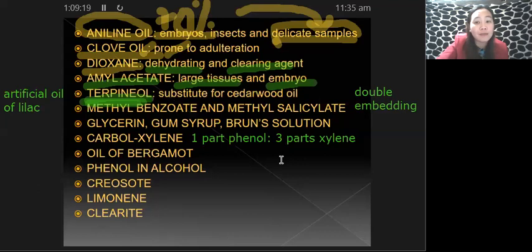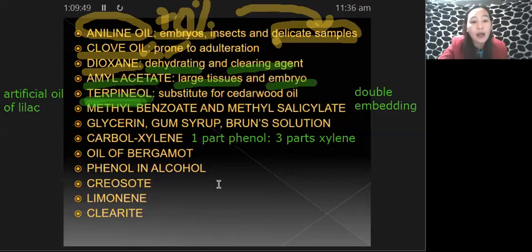Okay? So, ibig sabihin, your tissue section will not be able to keep, kumbaga, the stain that it has if carbolic acid is still present in your tissue sample. Or your tissue components will not be able to maintain the stain that it has if carbolic acid is still present.